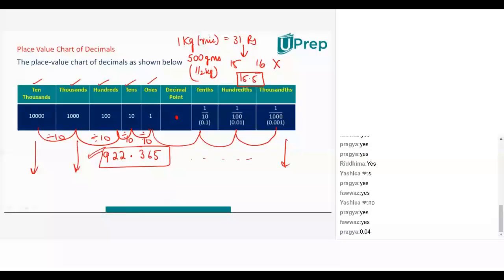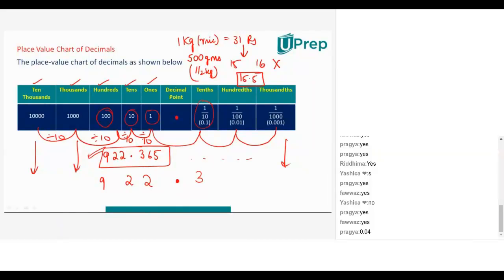Okay, then the 9 will come at the hundreds place. Okay. 2 will come at the tens place. Yeah, I understood. Beautiful. Keep going. Then at the ones place, 2 will come. Okay. Then we have the decimal point. After that, 3 will come at the tenths place. Got it. You're saying 3, 6, and 5. Yeah.